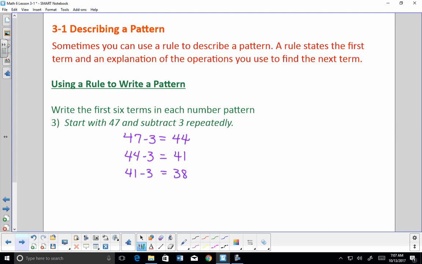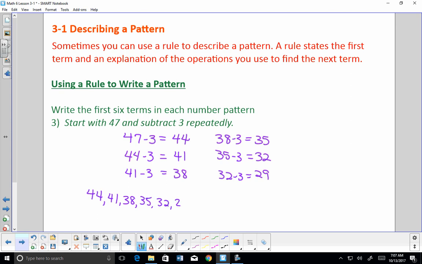Take 38, subtract 3, that happens to be 35. 35, subtract 3 is 32. And last but not least, 32, subtract 3 is 29. So if I apply the rule, my first 6 terms in the pattern are 44, 41, 38, 35, 32, and 29. So I could write those in order below: 44, 41, 38, 35, 32, and 29.